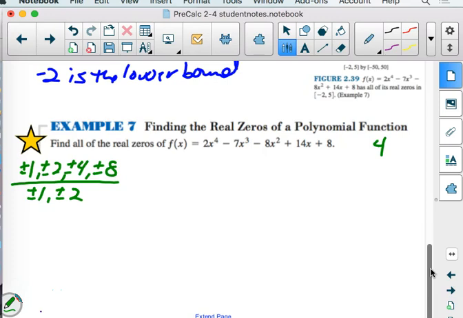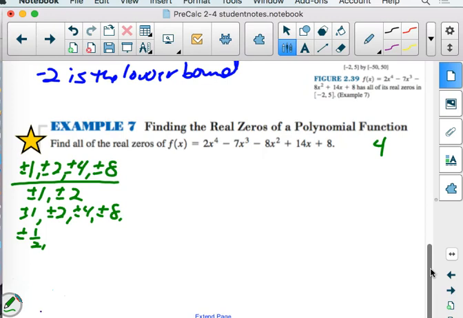And that would give me a nice little list to get started with. 1 divided by 1, 2 divided by 1, 4 divided by 1, 8 divided by 1. Then I go back and divide by 2, so I've got plus or minus 1/2. But 2 divided by 2 is 1, which is already on my list. 4 divided by 2 is 2, which is already on my list. And 8 divided by 2 is 4, which is already on my list. So there's my list of possibles.